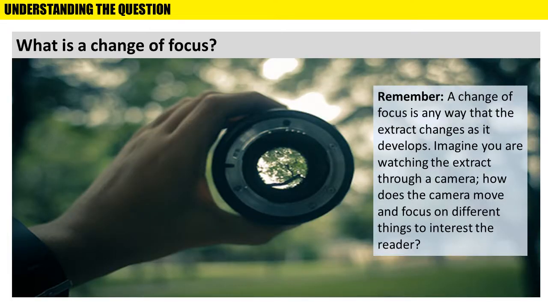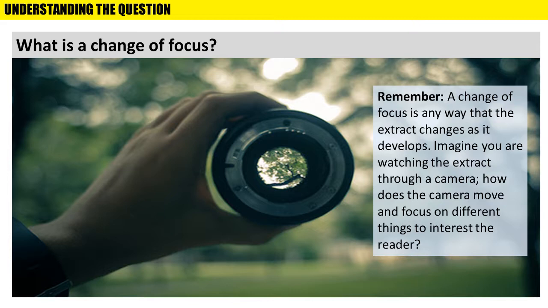Before we get started, let's remind ourselves what we mean by a change of focus. We need to imagine as we read any extract for paper 1 that we are seeing it through the lens of a camera. A change of focus is the way the camera moves around through the extract, focusing on different things at different stages for different reasons. For example, the camera might zoom in on an important object or character, or the camera might focus on the weather to establish the atmosphere, or the camera might suddenly focus on something surprising or shocking.